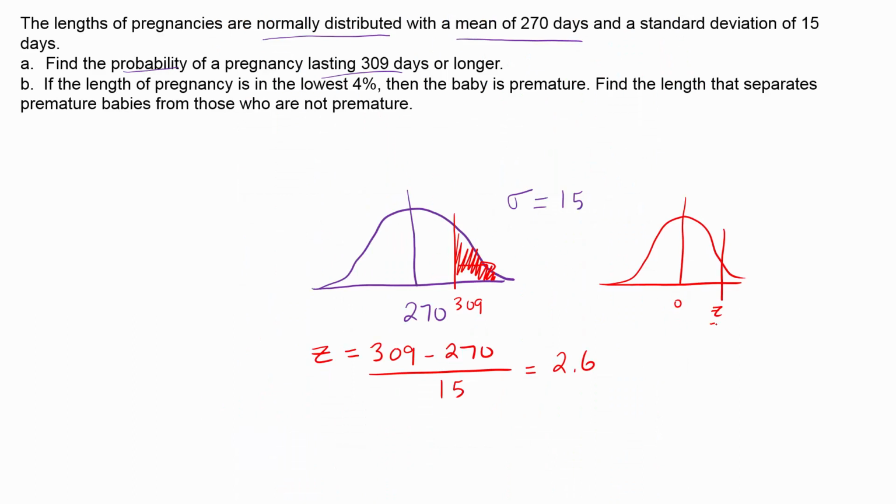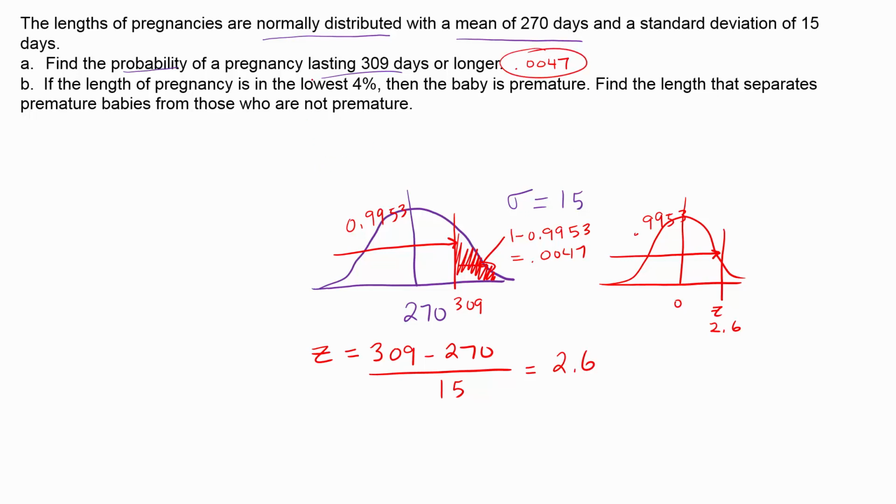The 0.9953, so again that's my 2.6, is this area, 0.9953, or if I'm looking at the non-standardized, that area. But you can see I want the area shaded to the right. Remember, this entire curve adds to 1, so I could find that by subtracting 1 minus 0.9953, and I get my probability of 0.0047.